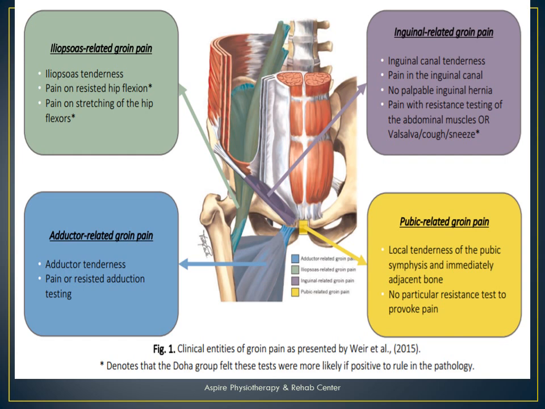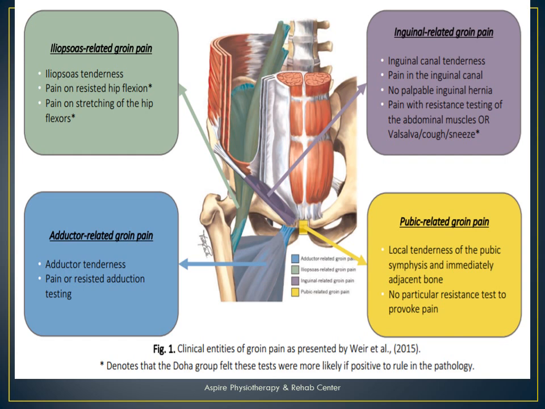If your patient is suffering from any of these, what will be the clinical presentation? You can see the first green box, that is iliopsoas related groin pain. In this you will get iliopsoas tenderness when you are palpating, pain on resisted hip flexion, we have seen how to perform that, and pain on stretching of the hip flexor in the Thomas test. Okay. In the blue box, adductor related groin pain, what all things will be positive? First, adductor tenderness will be positive, and second, pain on resisted adduction testing. We have seen how to perform that.